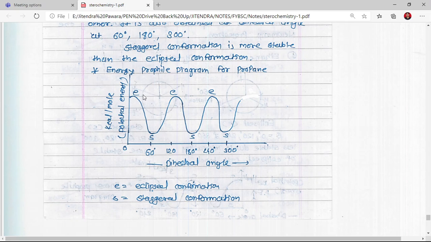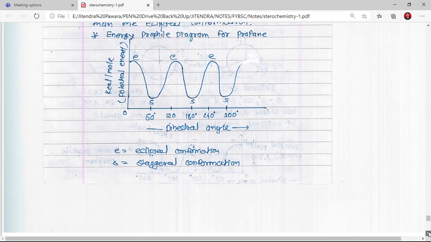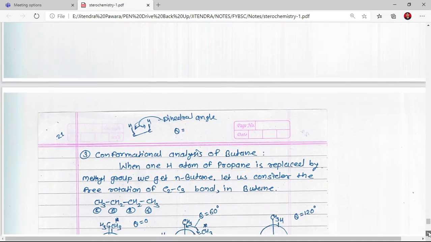This E represents the eclipse conformation and this S represents the staggered conformation. The energy difference between eclipse and staggered is 3.3 kilocalorie per mole. At dihedral angles 60, 120, 240 and 360 you get the eclipse conformation, and at dihedral angles 60, 180 and 300 you get the staggered conformation. The staggered conformation is more stable. This is just a revision of what we learned in the last lecture.